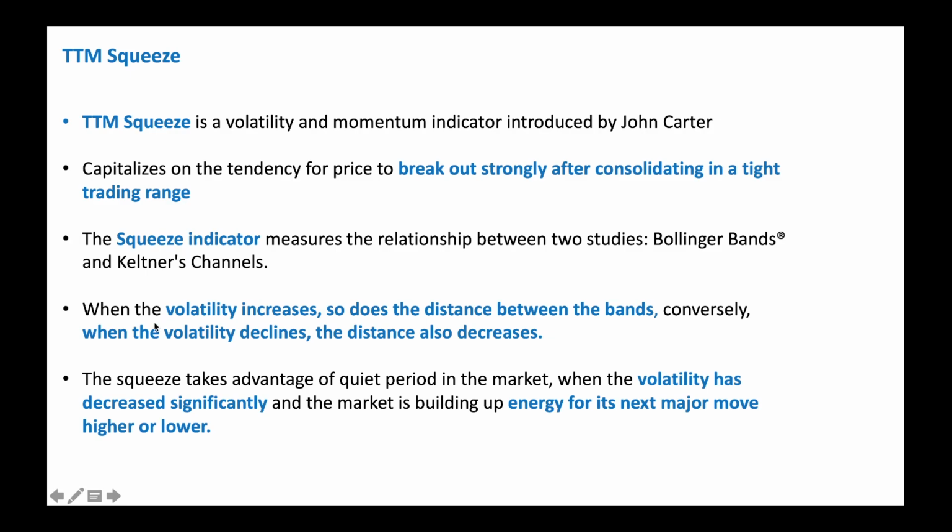When the volatility increases, so does the distance between the bands. If you look at the Bollinger Band, when the volatility increases, the distance between the bands also increases. Conversely, when the volatility declines, the distance between the bands also declines. So that's a great way to understand Bollinger Bands. It tells you the distance between the bands and the relationship to volatility.